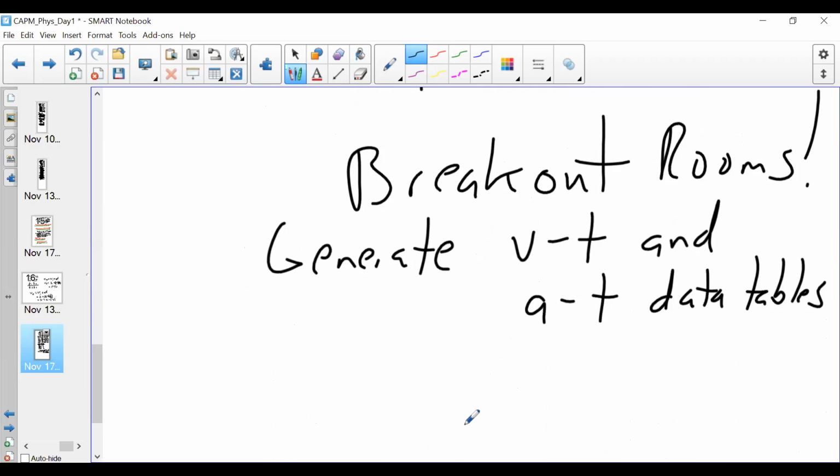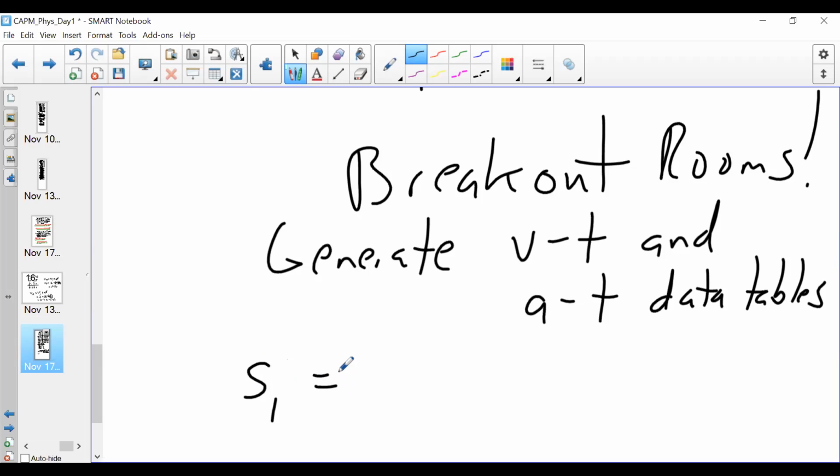All right. So you want to generate VT and AT data tables. What I want you to do is, from getting the VT, that's going to be the slope of your XT. So you can say S1, this is what I would like you to do. I want you to calculate the slopes, the actual slopes between two data points. And those slopes are going to actually be the velocities.